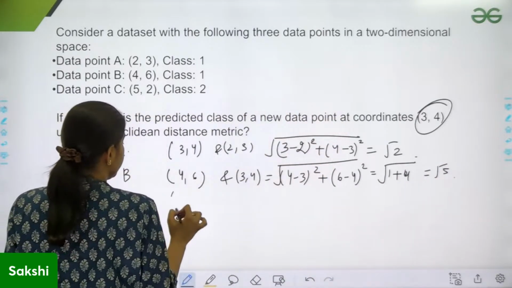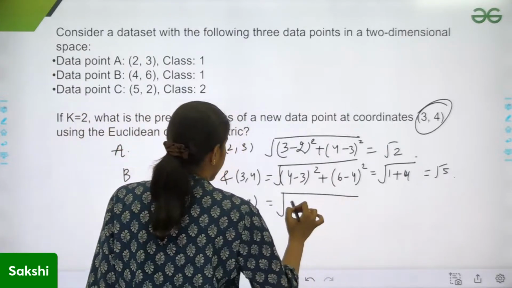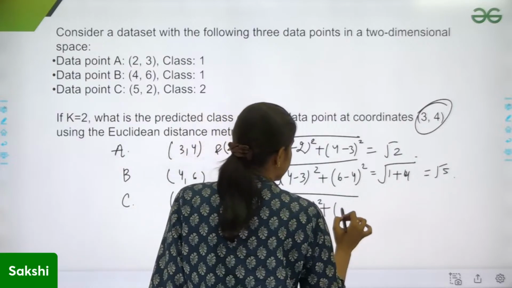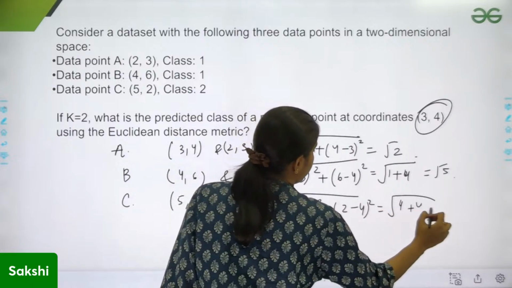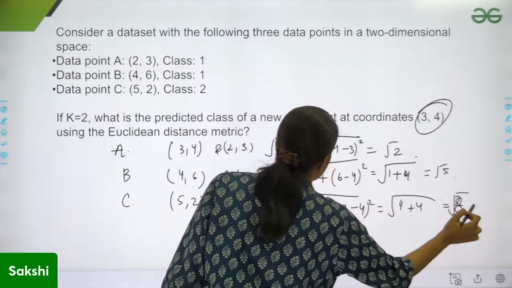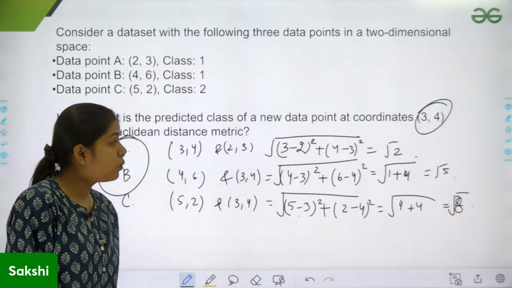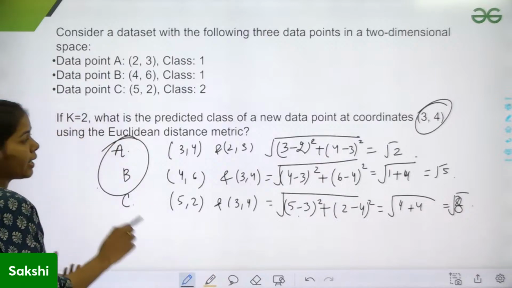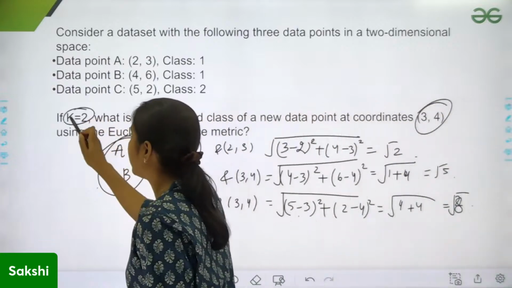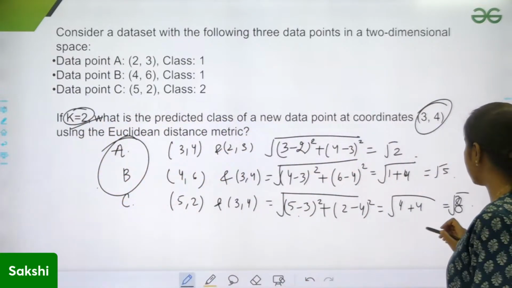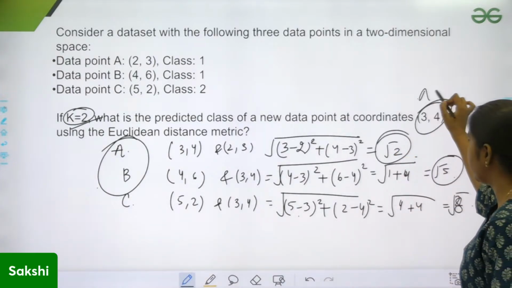If I find the distance with (5, 2) and (3, 4): (5 minus 3) square plus (2 minus 4) square, that means 4 plus 4, 8, square root of 8. So I can see that A and B are closer to (3, 4), which means A and B are its nearest neighbors. And why am I taking 2 points? Because they have already given me the value k equals 2. So these 2 points are closer because this distance is less.